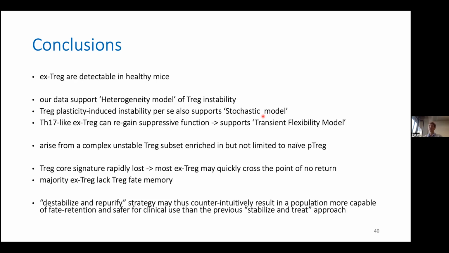We could actually do it the other way around: destabilize all the Treg, remove everything that has lost Treg fate, repurify, and then have a highly stable population that has now been purged of unstable Treg that could give rise to xTreg.